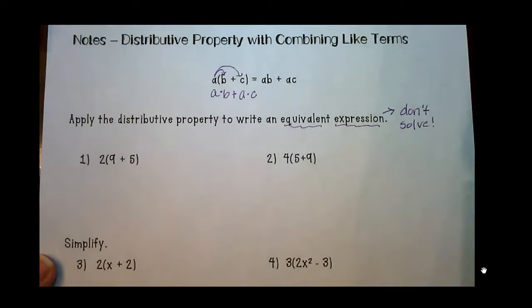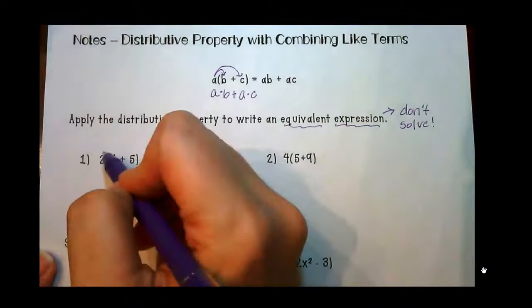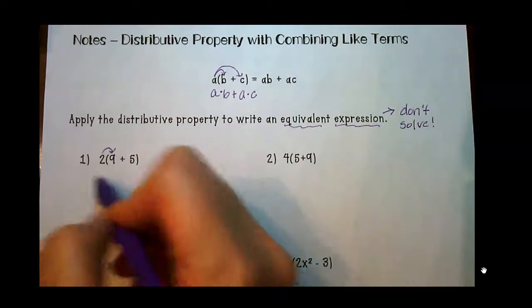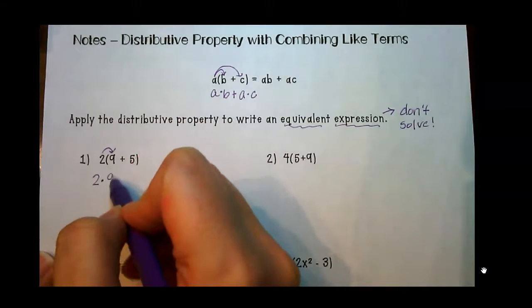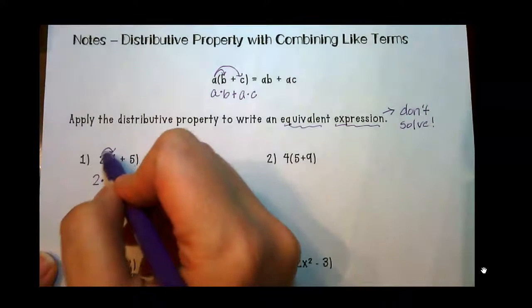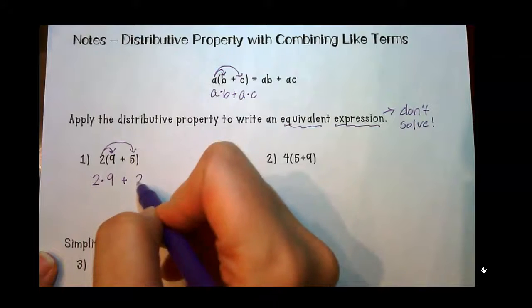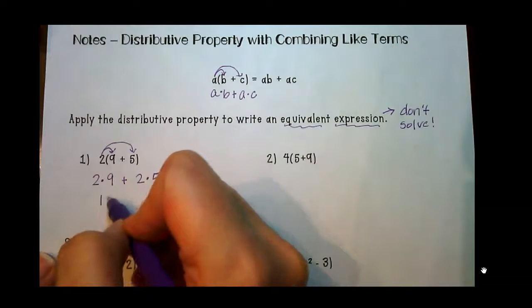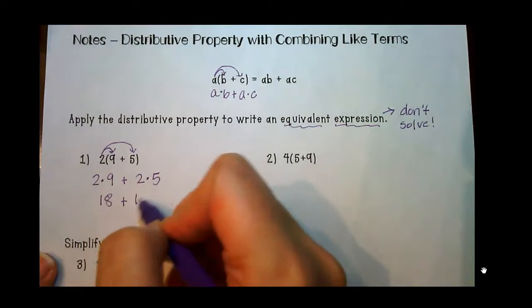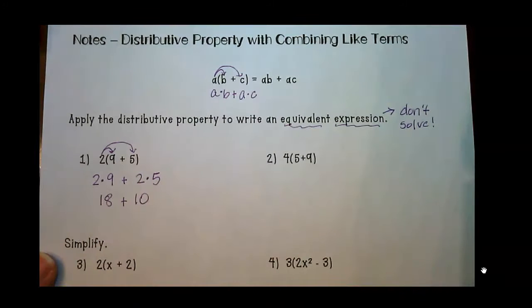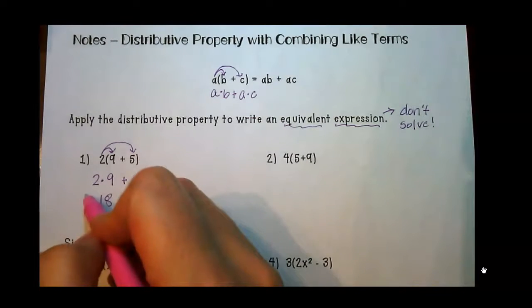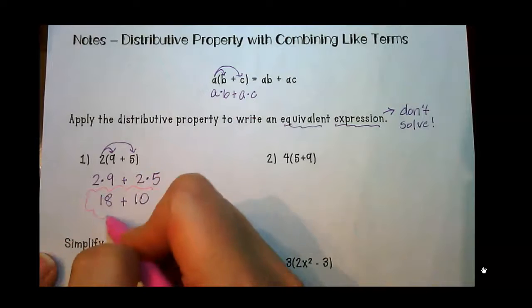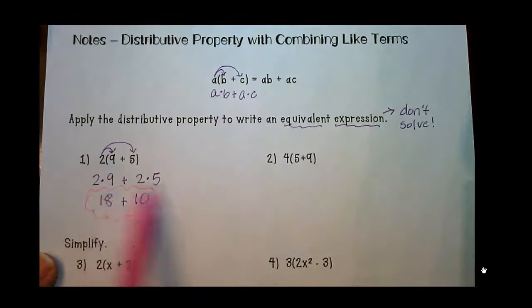But if we're going to rewrite this using the distributive property, you're going to do 2 times 9 plus 2 times 5, which would be 18 plus 10. And then you don't solve it all the way, just leave it as an expression. Technically, I would also accept this as an expression too.